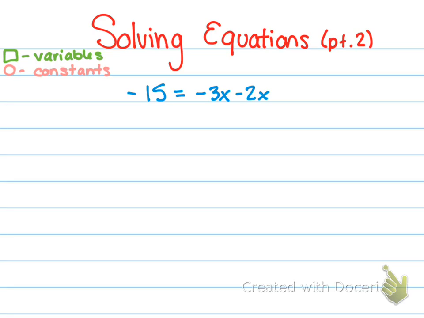So as I'm going through this, I'm going to look at negative 15. That is a constant. It doesn't have any variables with it. Make sure you include that sign. It is extremely important. On the other side of the equal sign, we have negative 3x. That has a variable, so that gets a box. And then we have negative 2x, which also has a variable, so that gets a box.